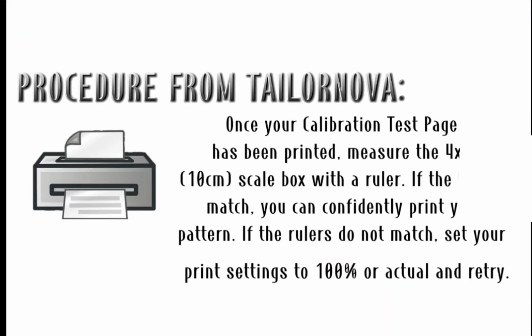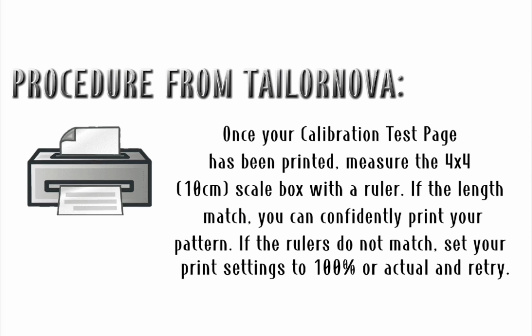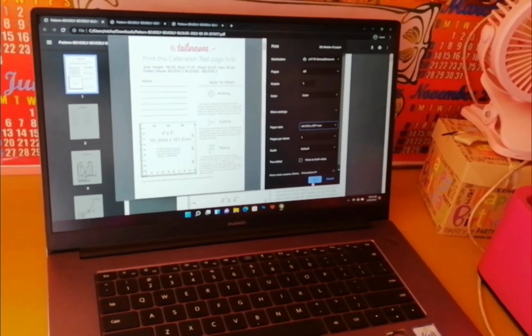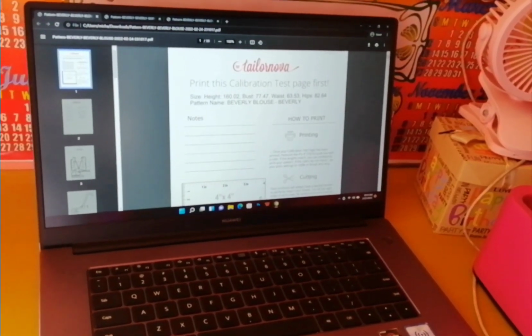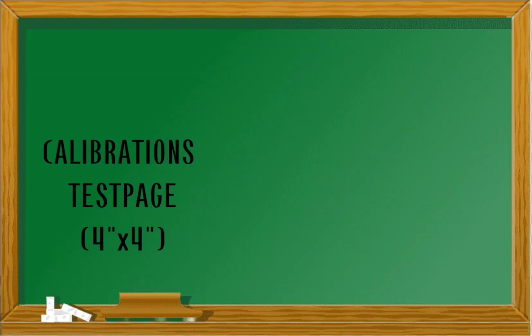Once your calibration test page has been printed, measure the 4x4 inches or 10 cm scale box with a ruler. If the lengths match, you can confidently print your pattern. If the rulers do not match, set your print settings to 100% and retry. On your laptop or computer, open the PDF file of your pattern. Select the print options to print the pattern pages.